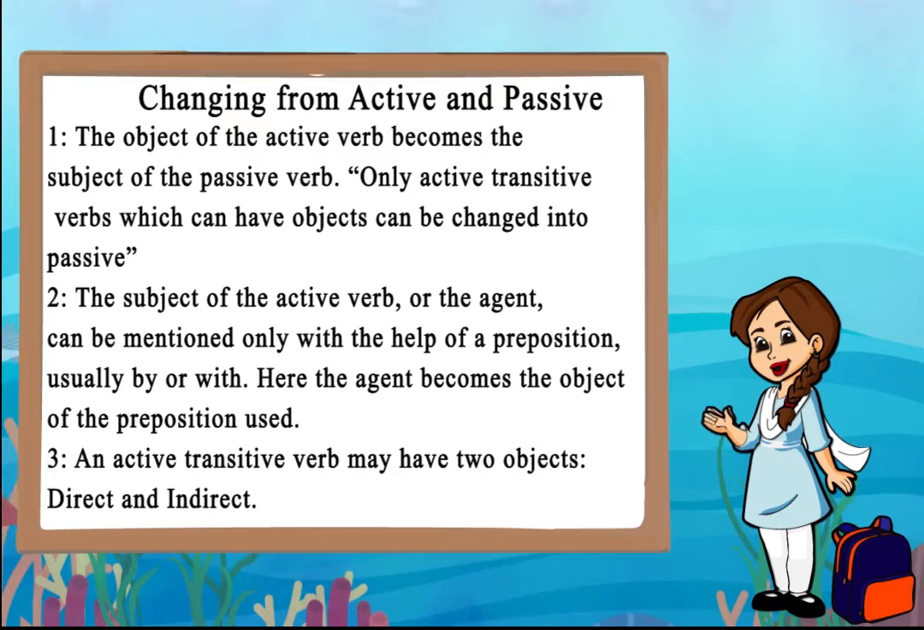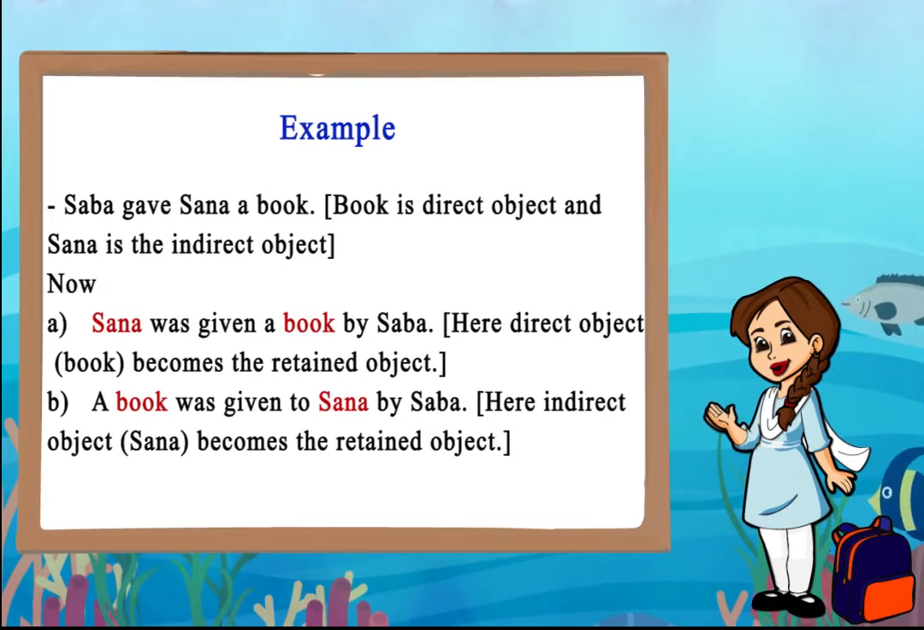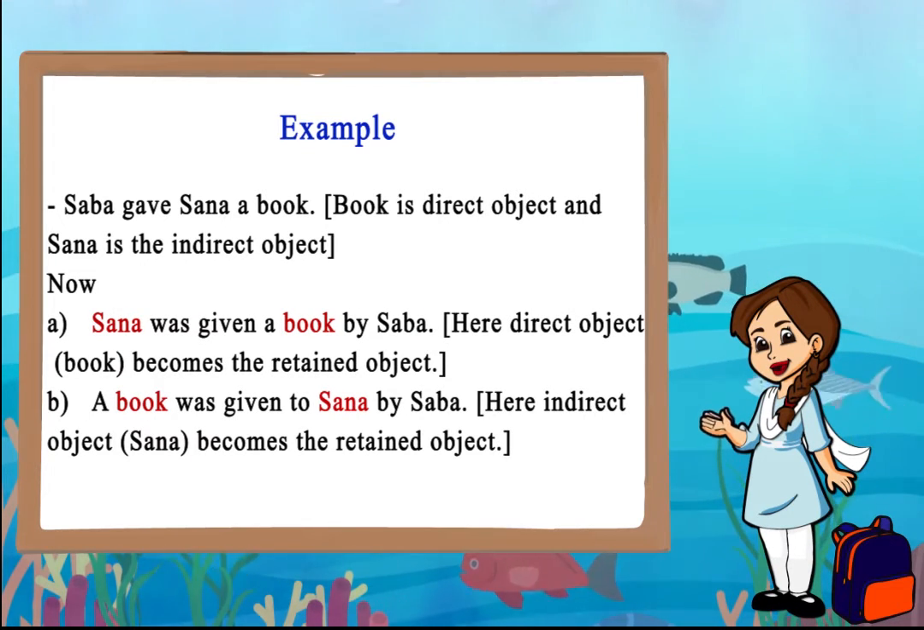An active transitive verb may have two objects, direct and indirect. Example. Saba gave Sana a book. Book is the direct object, and Sana is the indirect object. Now, Sana was given a book by Saba. Here the direct object, book, becomes the retained object. A book was given to Sana by Saba.